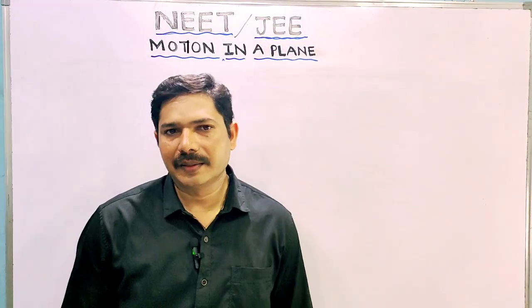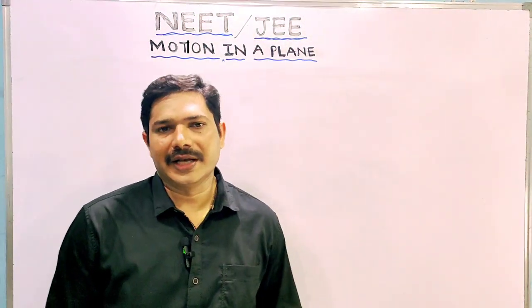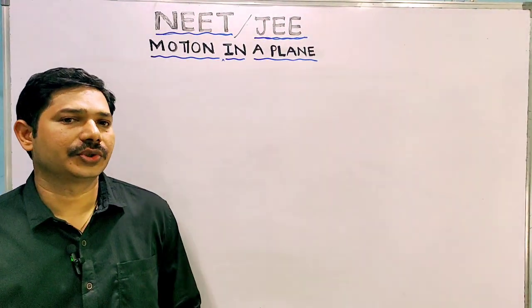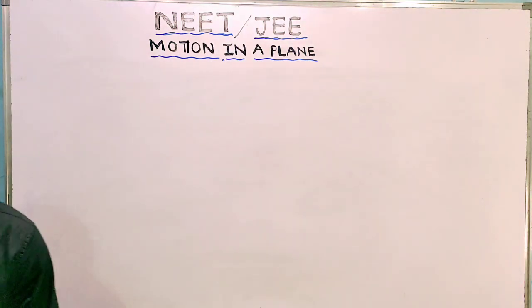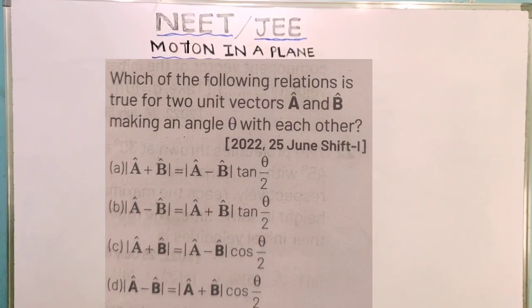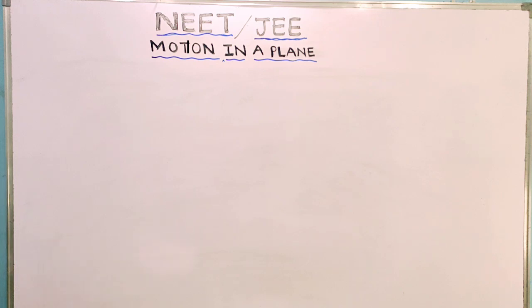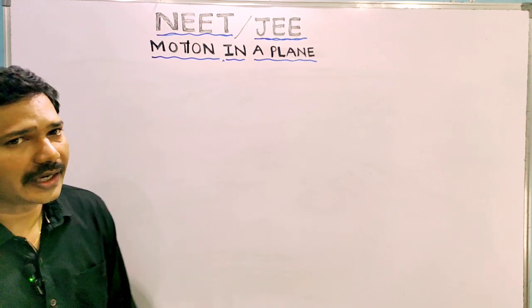Okay, another problem. In this, 4 options are given. They are asking which option is true. On the screen, you can observe the 4 options. Which of the following relations is true for 2 unit vectors, A bar and B bar, making an angle theta with each other? Which option is correct? So here, we can observe in this question.